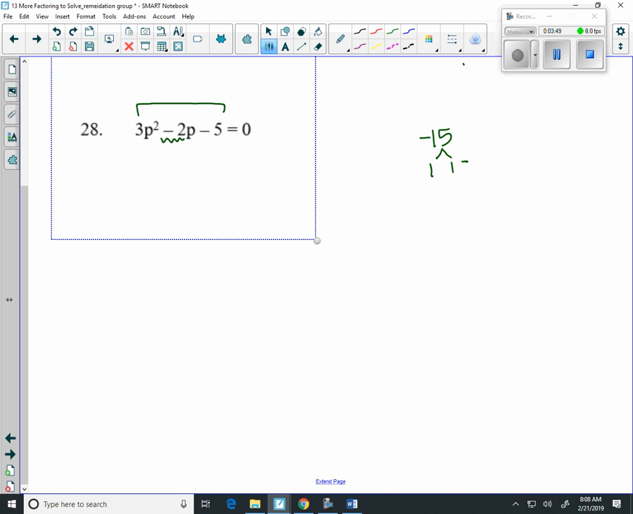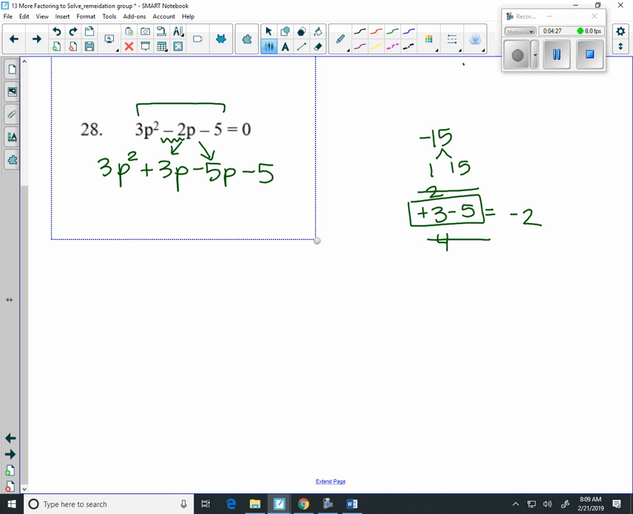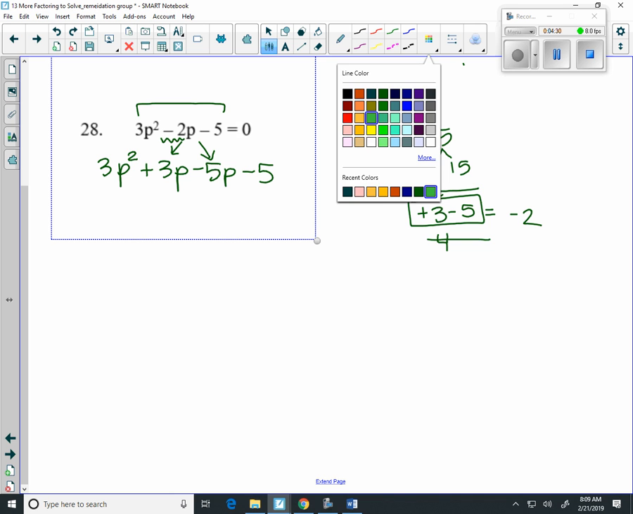So my factors of 15 are only 1 and 15 and 3 and 5. So to add to a negative 2, I'm going to do positive 3 and negative 5. Make sure you check those positives and negatives in Desmos for yourself or in your calculator. Play with them, make sure they work. So I'm going to break up my negative 2p into 3p minus 5p. And now I'm going to roll.